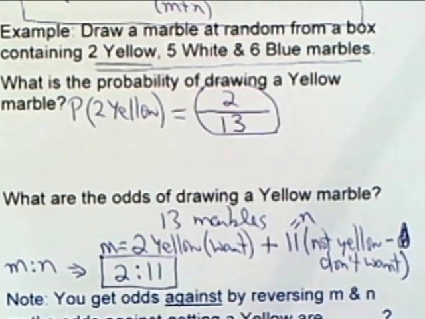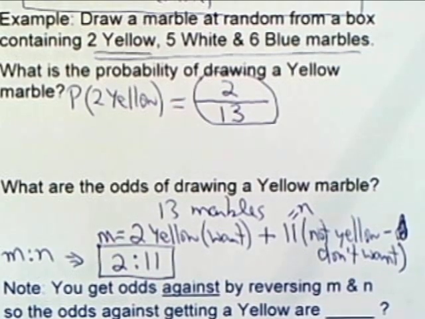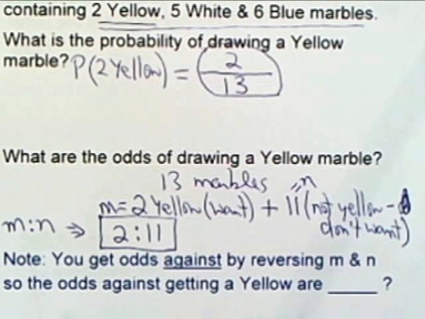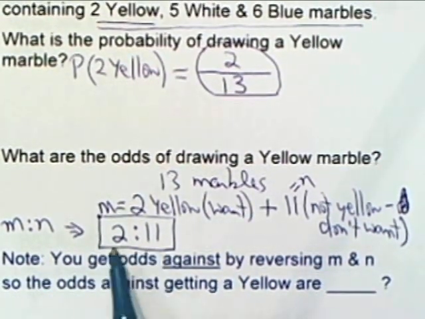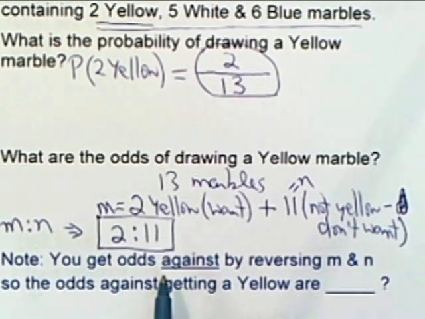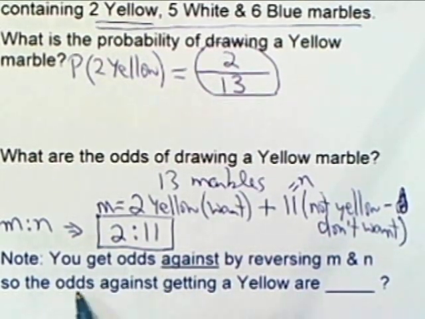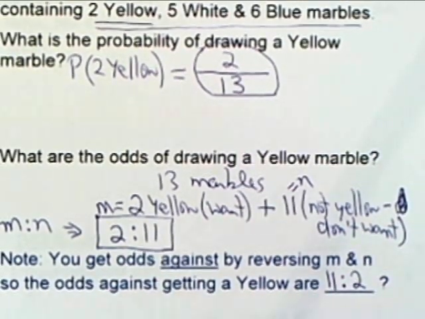I would also note, just for completeness, that sometimes they ask for the odds against something, and I never make much of that. The odds against are just the reciprocal of the odds in favor of something. So if they ask me for the odds against, I just go ahead and do the odds in favor, and then when I finish, I note that against is just the reciprocal, so it would be reversing these two. So if I actually ask you the odds against getting a yellow, it would simply be 11 to 2.